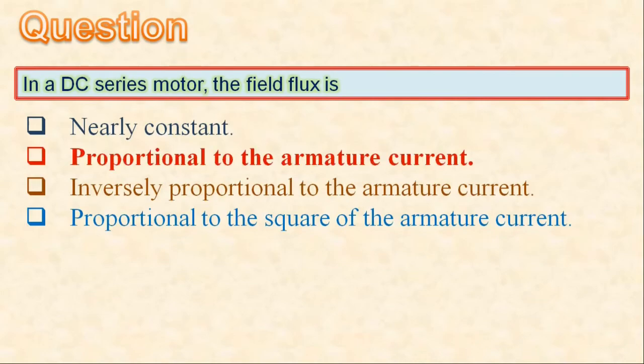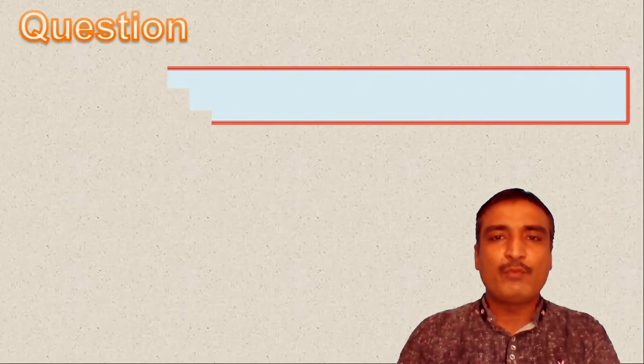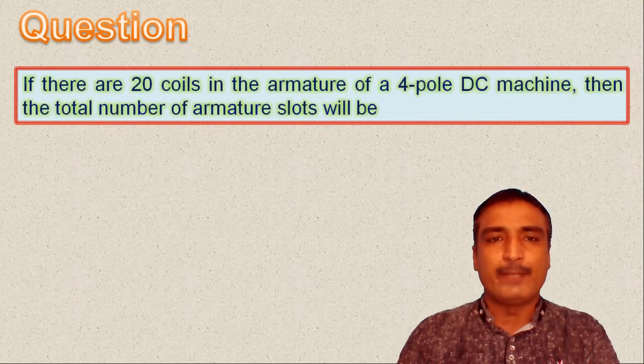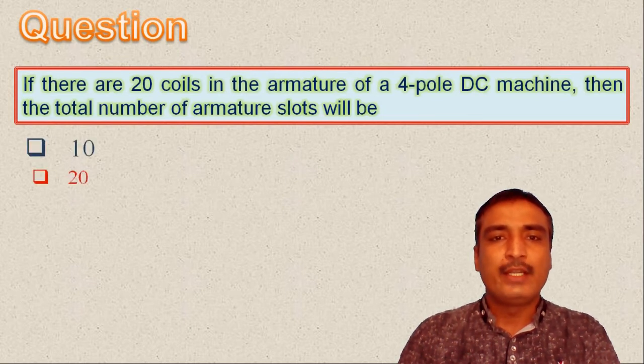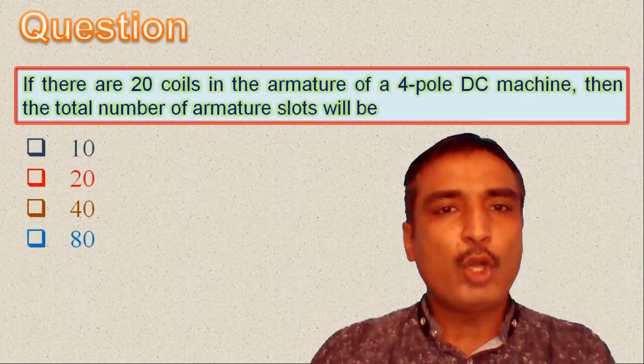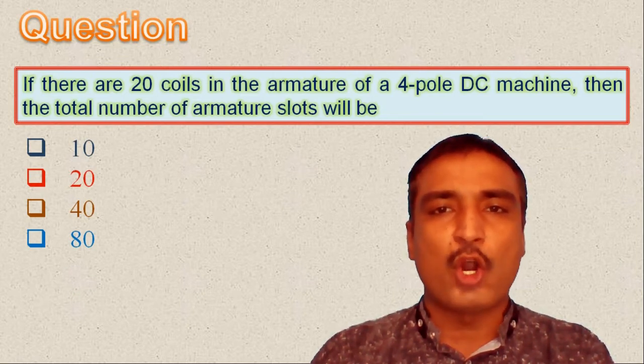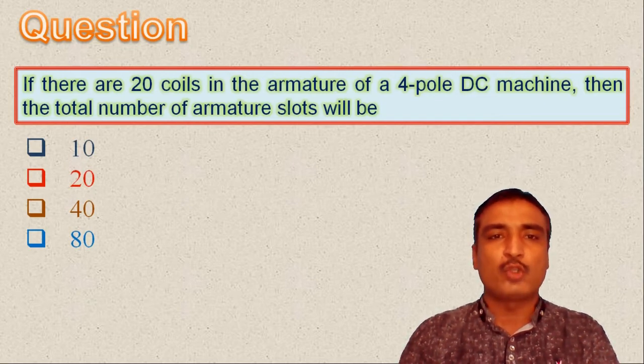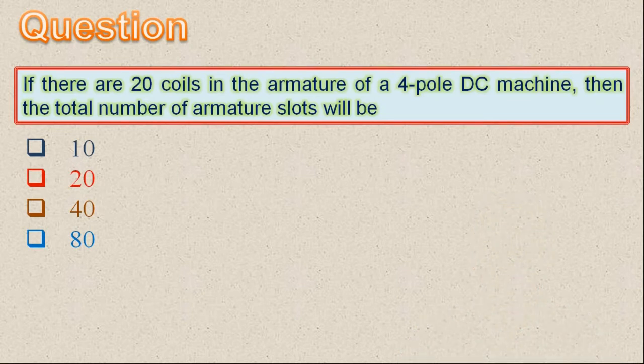Next question is, if there are 20 coils in the armature of a 4-pole DC machine, then the total number of armature slots will be, the options are 10, 20, 40, 80. Recall that the total number of armature slots required is essentially equal to the number of coils in the armature. Since there are 20 coils in the armature of a 4-pole DC machine, the total number of armature slots would also be 20. So, the second option is the correct answer.